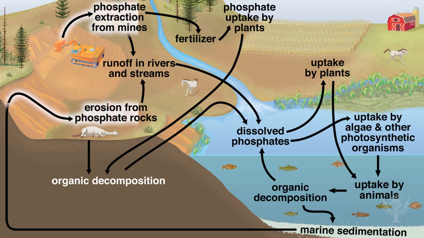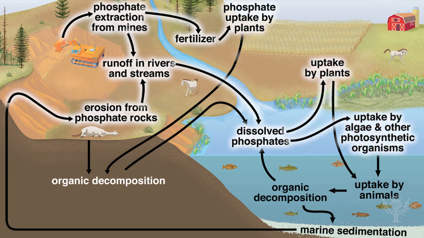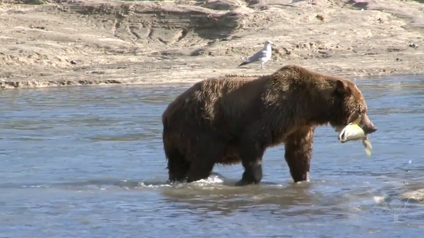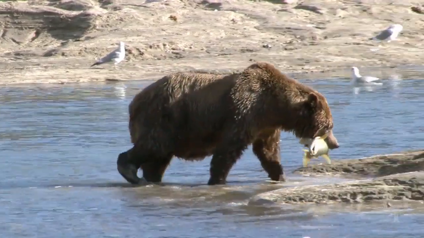Weathering and mining release phosphorus from rock in the form of phosphates, which are released into the soil. Phosphates are then consumed by plants and algae, and these organisms are eaten by animals. When the animals die, their remains decompose and phosphates are returned to the soil.